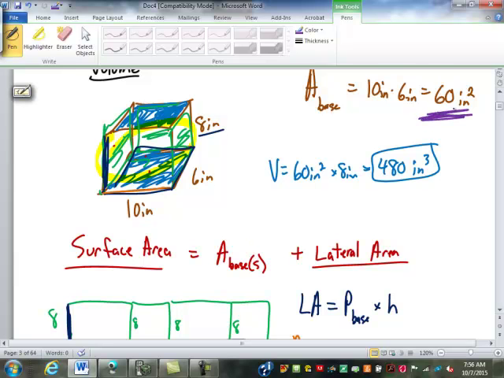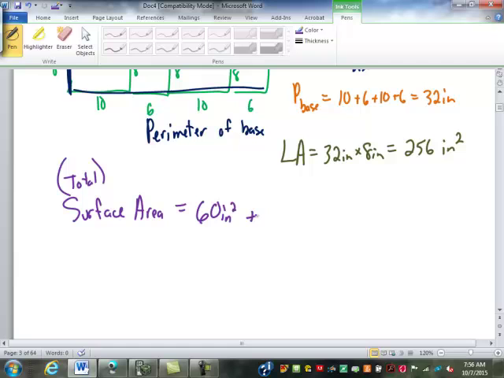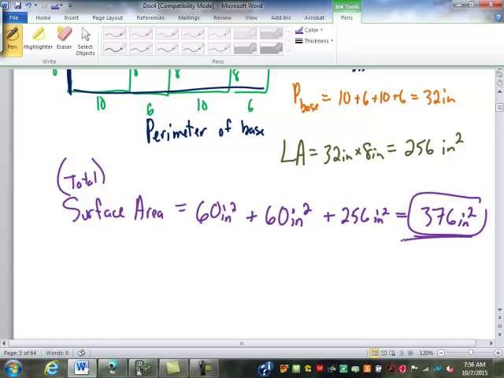Area of the base. Well, there's a second base, so plus another 60 square inches, plus the lateral area of 256 square inches equals 376 square inches. That is our total surface area. Area of the bases plus the lateral area.